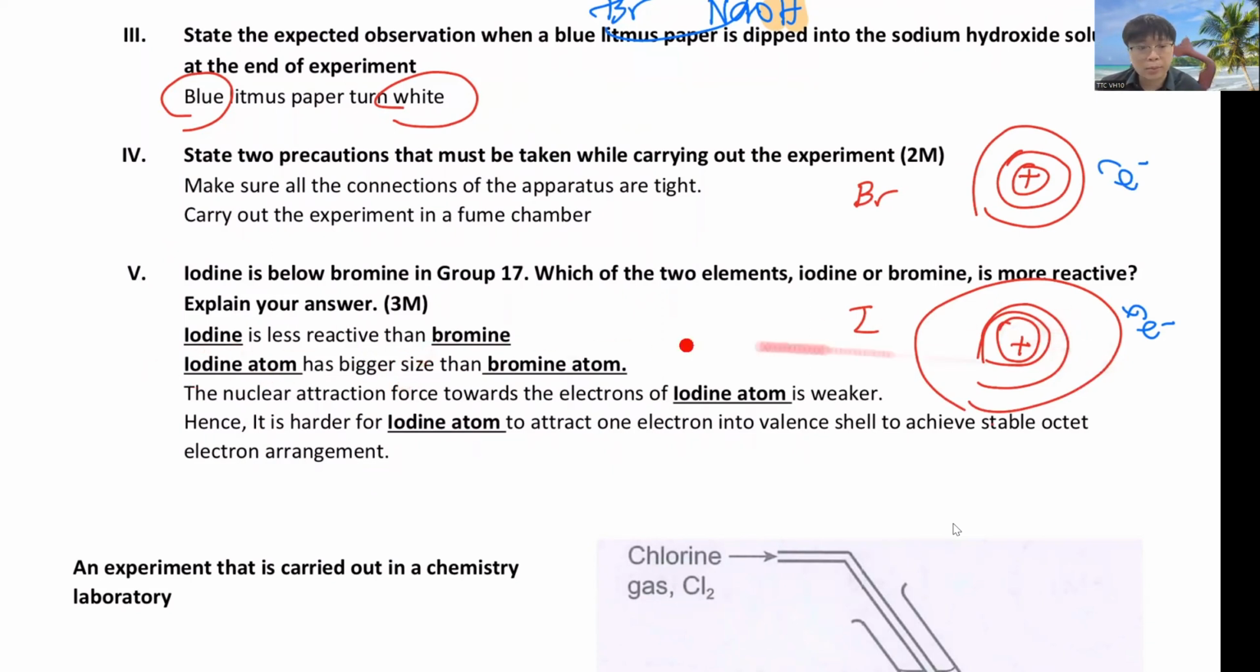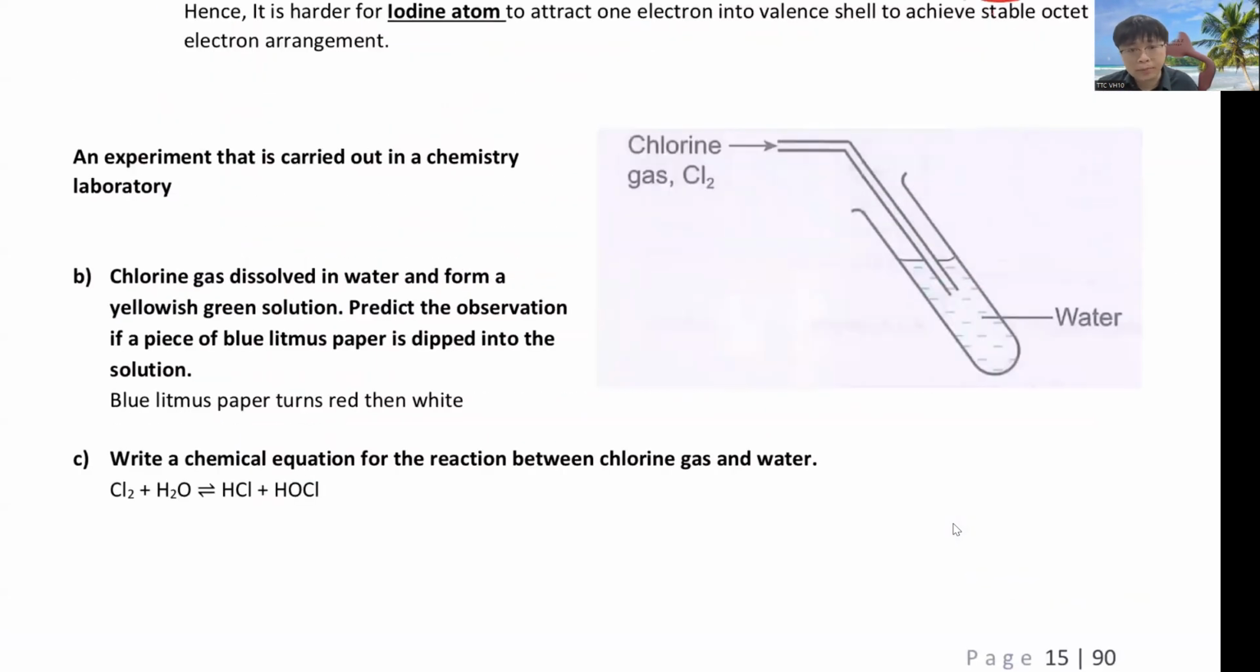When the size is bigger, the nuclear attraction towards electrons becomes weaker because it is very hard to attract. Then it is harder for iodine to attract electrons to achieve a stable electron arrangement. So hence it is less reactive. Then this is the equation.